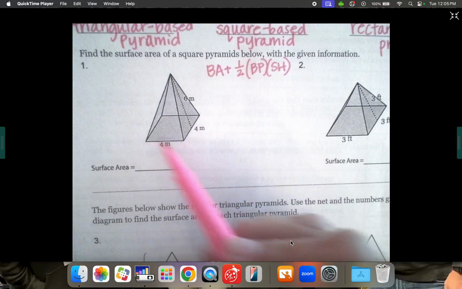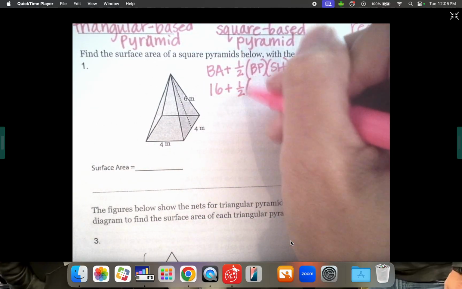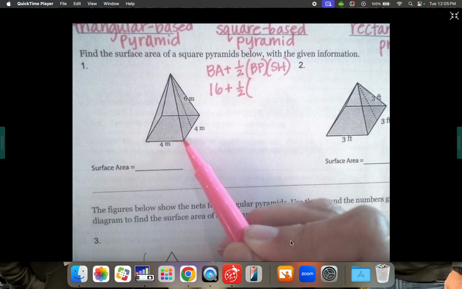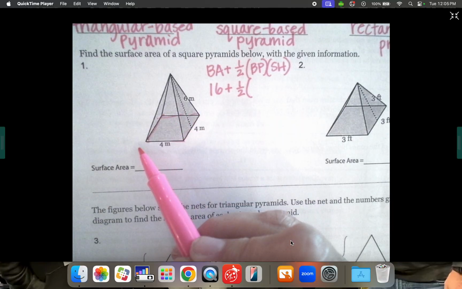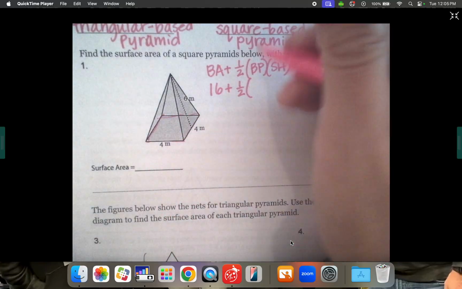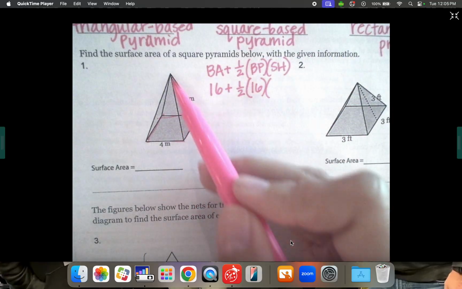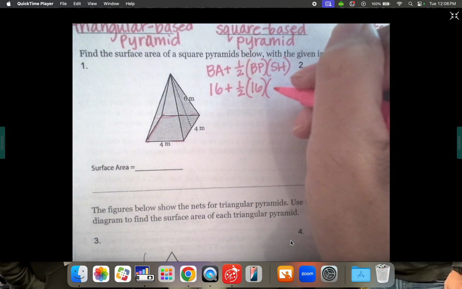So that's 4 times 4, which is 16. And then we're going to multiply 1/2 times the base perimeter. So the perimeter is side plus side plus side plus side. So 4 plus 4 plus 4 plus 4 is 16 also. And we're going to multiply that by the slant height. So the height that's slanted is 6.